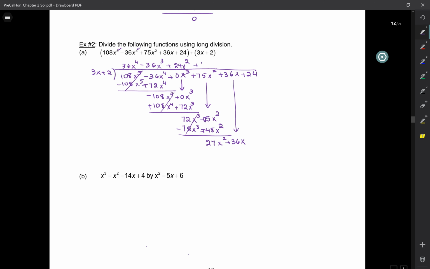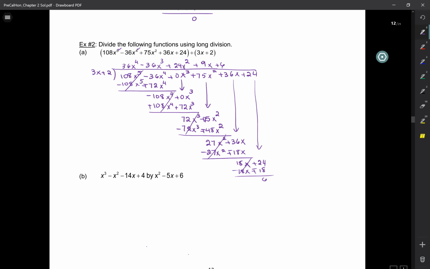Now the 36 comes down. 27 divided by 3, I get a 9x. So I get 27x squared plus 18x. And if I change the signs, 36 minus 18 is 18x. And I bring down the 24. So finally I multiply by 6. So I get 18x plus 18. And my remainder is a 6.